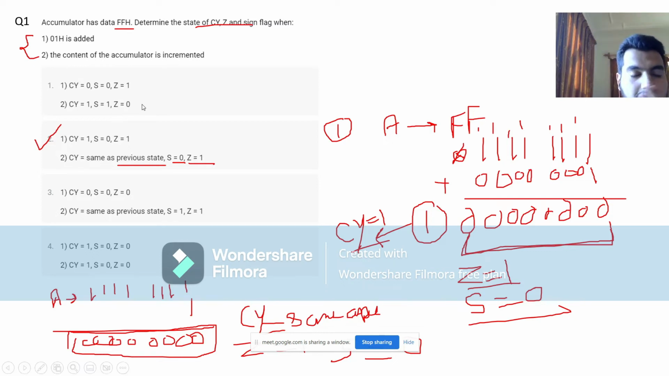Let me start again. The accumulator has data FFH, and we are required to find the state of the carry, zero and sign flags when 01H is added and the content of the accumulator is incremented. Case 1 is the addition operation on this accumulator data, that is FF. Someone has just turned on their microphone. Can you please turn it off?